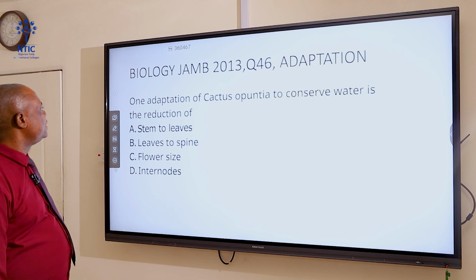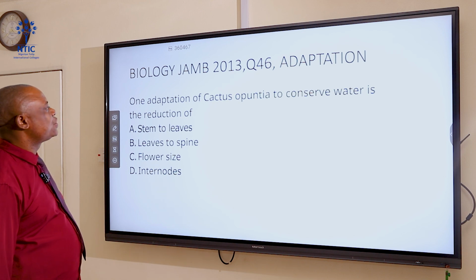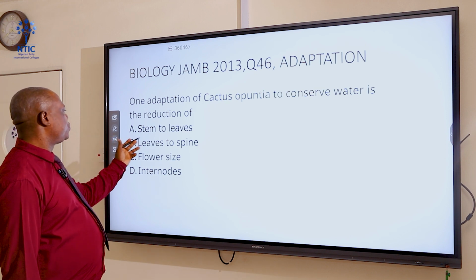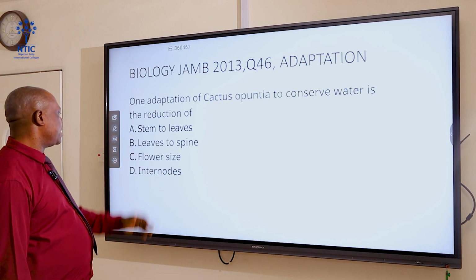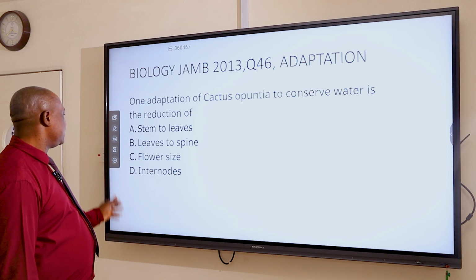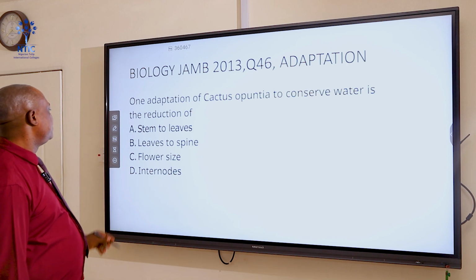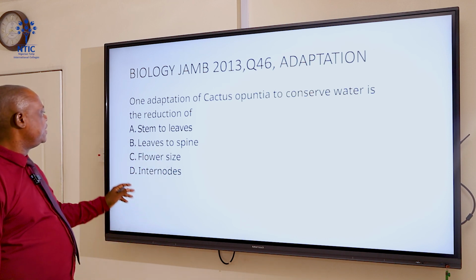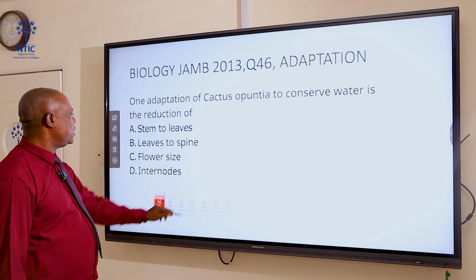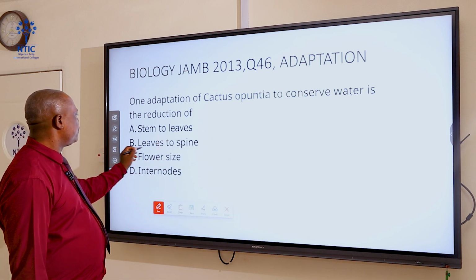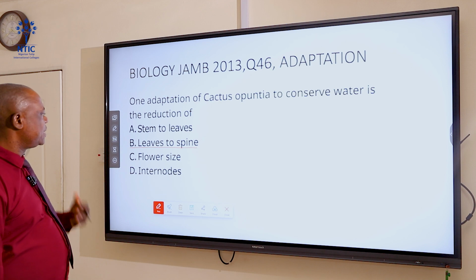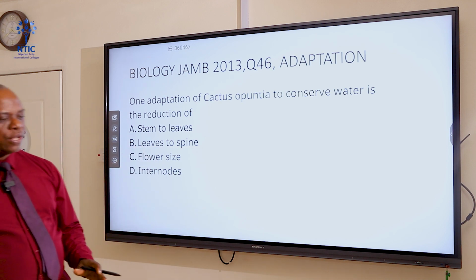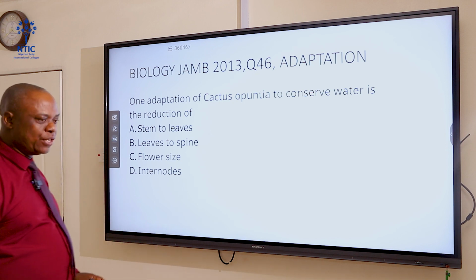Question number 46. One adaptation of cactus Opuntia to conserve water is: stem, leaves to spine, flower size, internode. They have leaf in form of spine. So the correct option is B. Their leaf is modified to become spine, which helps them to reduce water loss through transpiration.